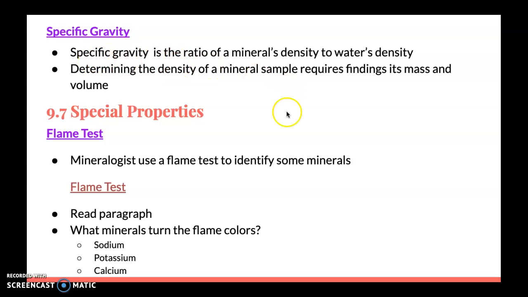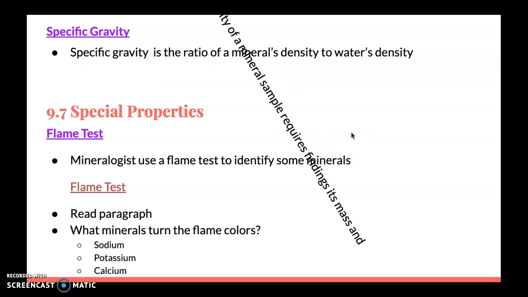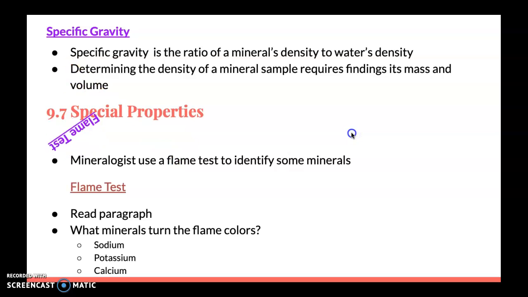That was weird, but specific gravity, the ratio of the mineral's density. I guess it's going to do this now. So we'll watch them spin for a second. Sorry, y'all.